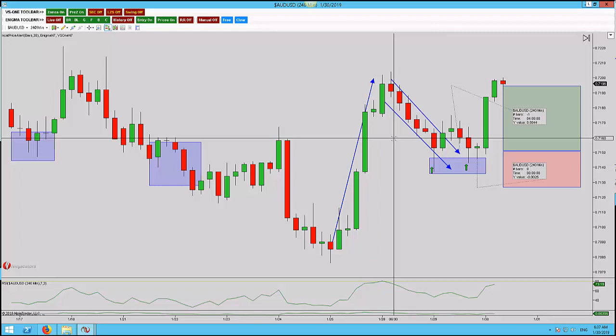Usually this one offers a 2 or 3 to 1 risk to reward. This was just a bit less than a 2 to 1, this one, but very, very happy with it. 44 pips banked. Lovely.